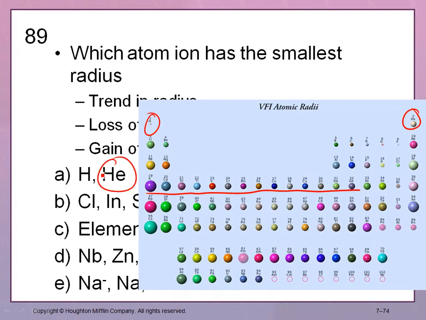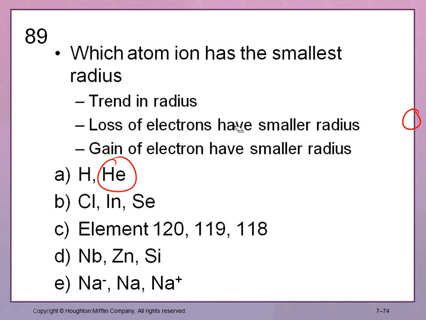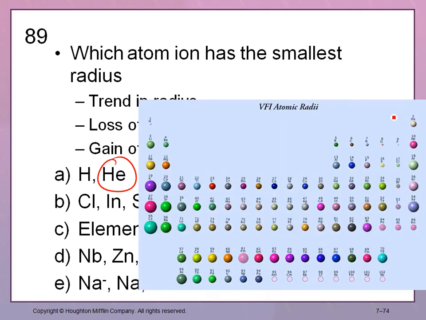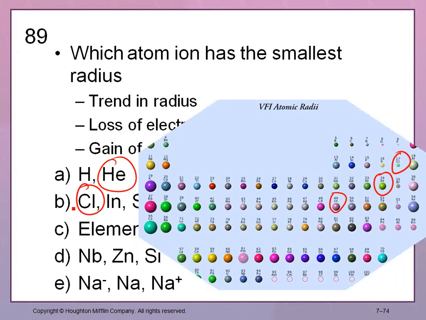And now looking at part B, we're looking here at chlorine, indium, and selenium. Now chlorine, indium is atomic number 49, and selenium is kind of halfway in between. I think it's very clear there that chlorine is the smallest of those three elements. And the trend is, as you go down a group, you're going to be looking at larger and larger elements.